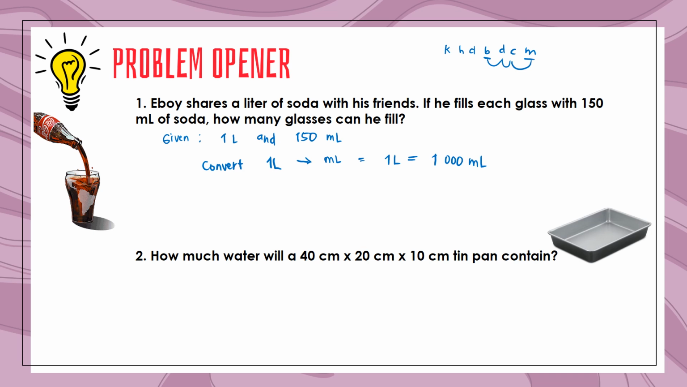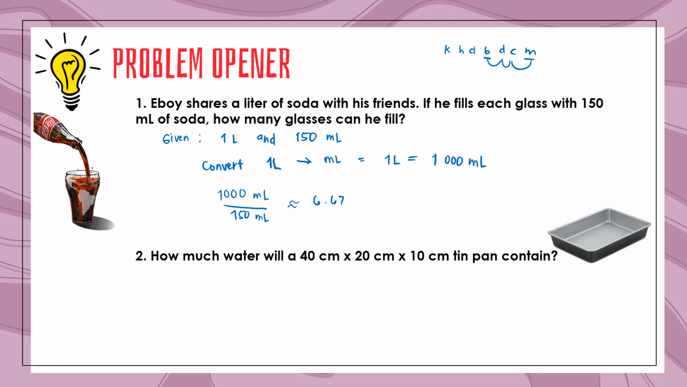Okay, then let me erase this one. After converting 1 liter into milliliters, now let's solve. Let's evaluate this one. So the operation that we will be using is division. So we just divide 1,000 milliliters by 150 milliliters. Solving this, you'll have approximately 6.67, but this is not yet the final answer.